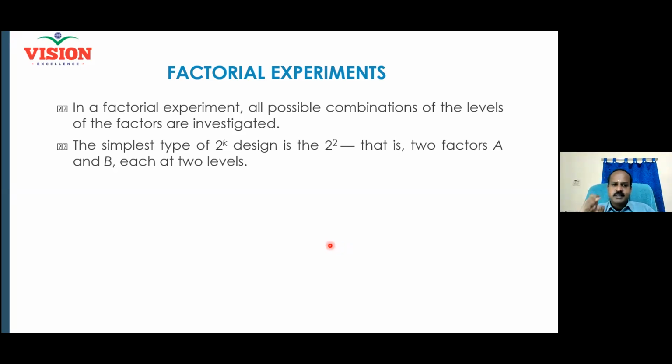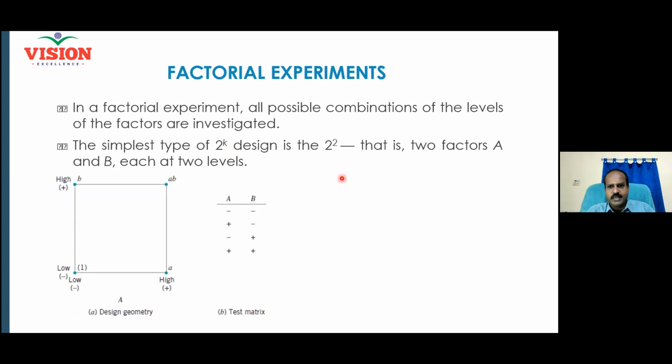Now, factorial experimentation. The minimum simplest type is 2 factor, 2 level. We call it the 2 power k design, where 2 is the number of levels and k is the number of factors. 2 power 2 means 2 factors, 2 levels. It will look like a square, am I right? X-axis, y-axis. This point is low, this point is high. Similarly for the y-axis, this is low, this is high. So what is this corner?